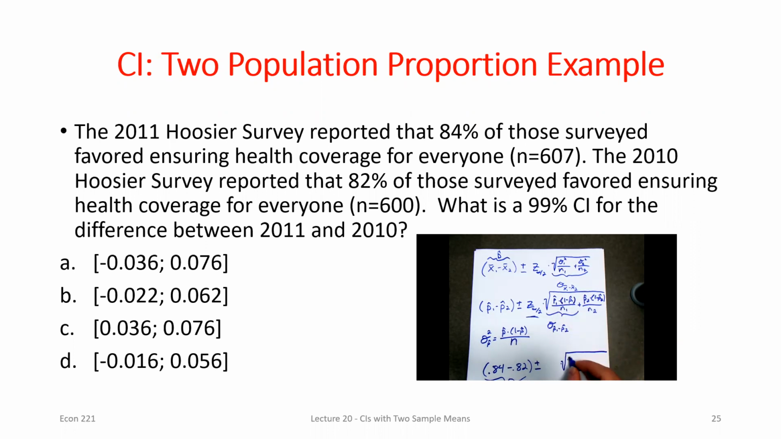We then plug in our sample proportion, so 0.84 times 1 minus 0.84 over my sample size from 2011, which was 607. I'm going to run out of room here, so I'm just going to write it down here, right? But then you would add to that 0.82 times 1 minus 0.82 over the sample size we had for that year, which was 600, okay? So this should all be in the square root here. Hopefully you're not running out of room wherever you're writing it.